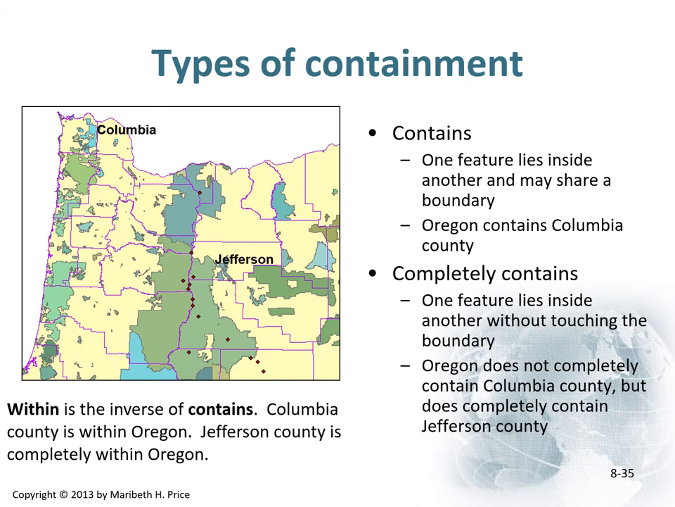When we look at types of containment, you can have things like contains. One is completely inside another, like certain counties are within the state boundaries of Oregon, but it might touch the boundary of Oregon, but that's okay, it's still within. Others, like completely contains, literally means it can't even touch the border. It has to be completely surrounded by the other item. It can't share a coincident boundary.